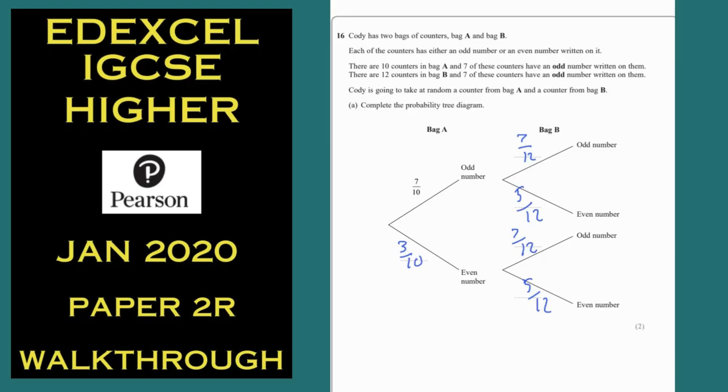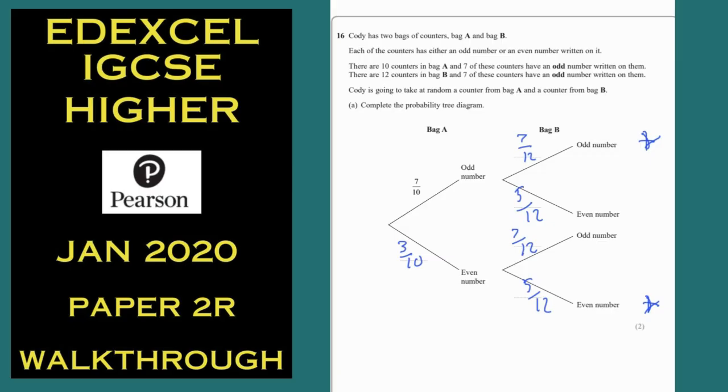And then it asks us, I'll stay on this page. Part B says, calculate the probability that the total of the two numbers will be odd. So total means you are adding them. So odd plus odd will give us an even. So that's one we want. Even plus even will give us an even. So that's also what we want.